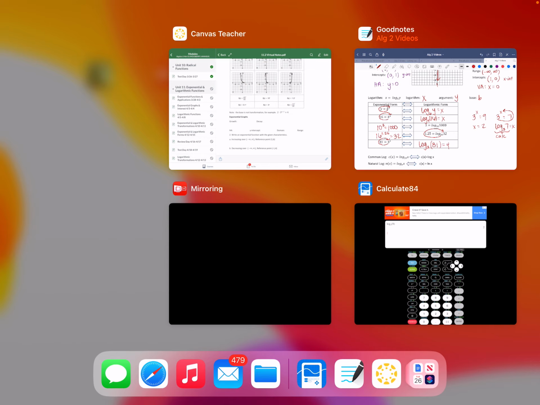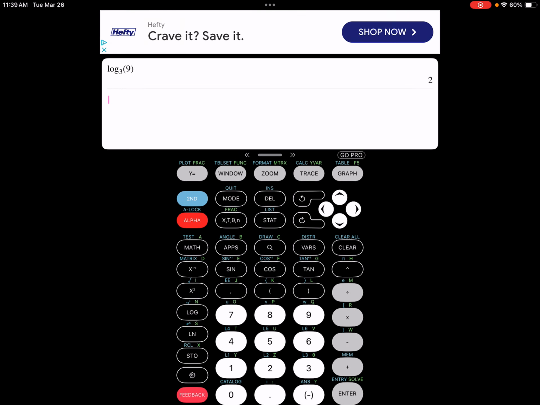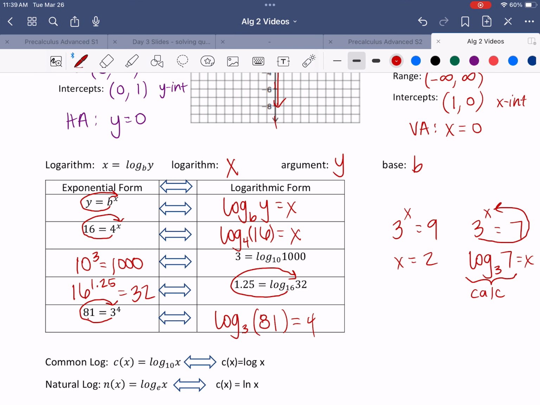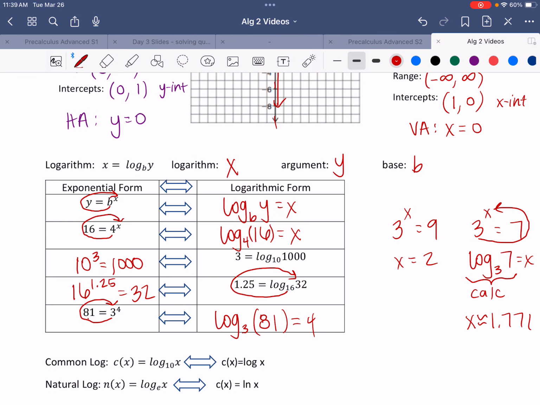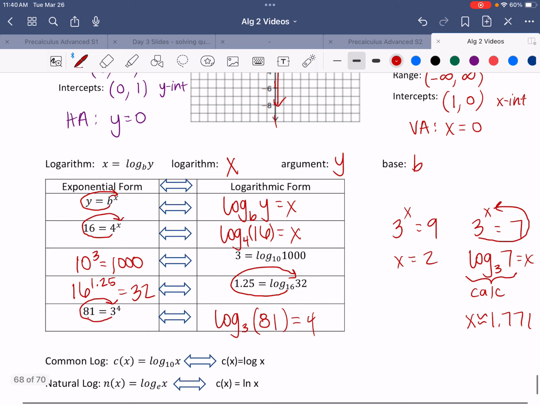So if we do finish out this problem, alpha, window at the top, and number 5, log base 3 of 7, I get 1.771 and so on and so forth. So x is approximately 1.77. So that's just more explanation of what a log does. Why do we even need them? It helps us solve for missing exponents.